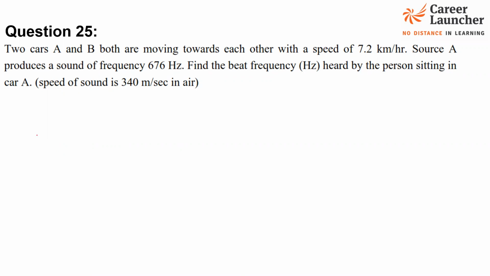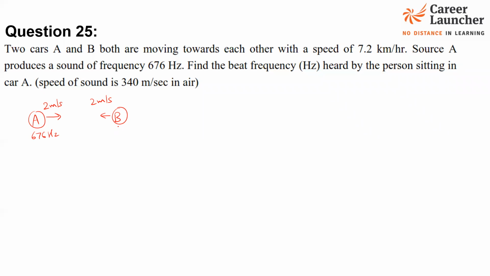Okay, two cars A and B move towards each other with speed 7.2 kilometer per hour, which is 5 by 18, so this will be 2 meter per second. Source A produces a sound of frequency 676 hertz. So this goes to B and gets reflected back. What is the beat frequency heard?